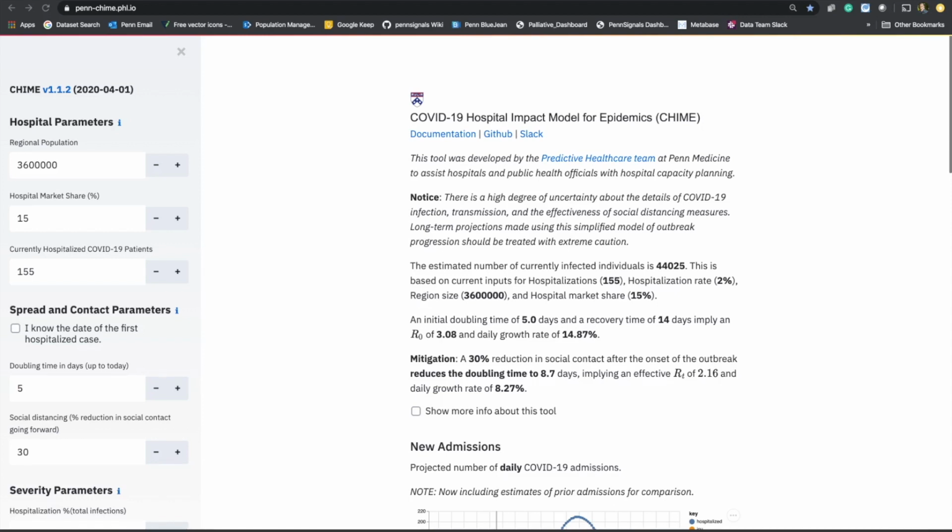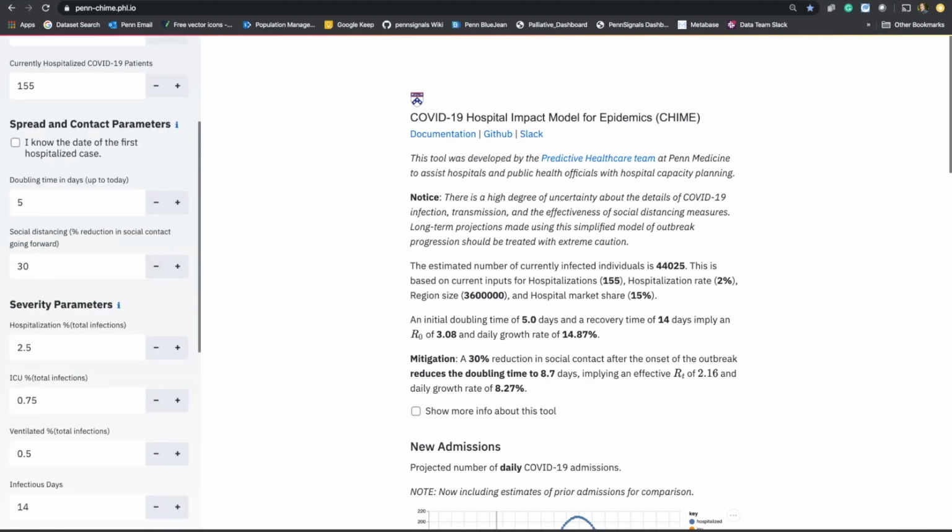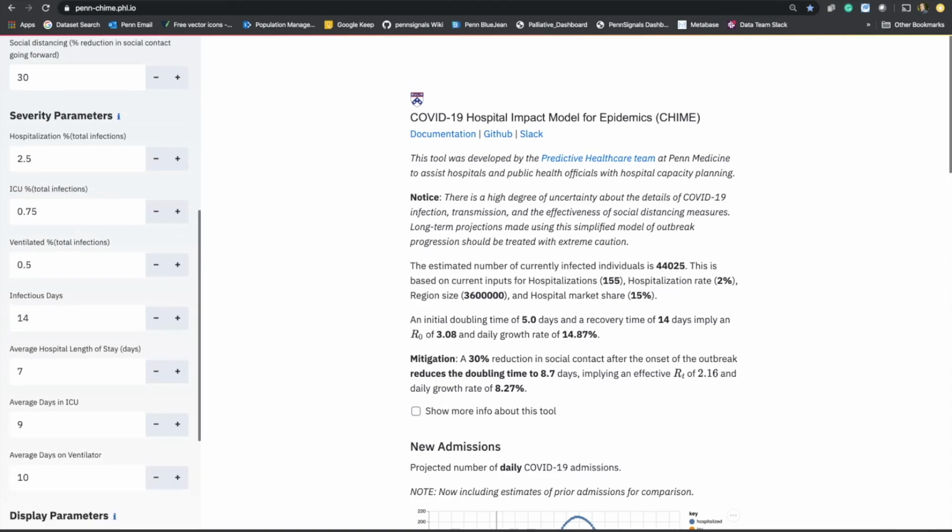CHIME inputs are on the left-hand panel. If you're using a mobile device, these are hidden by default. It's organized into four primary areas. There's the hospital parameters or regional parameters, spread and contact parameters within your region, and then the severity parameters. These are the values that translate the spread of the infection into capacity and impact to your region and the health system defined by acuity level.